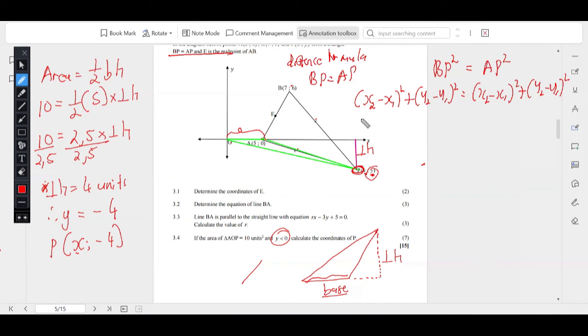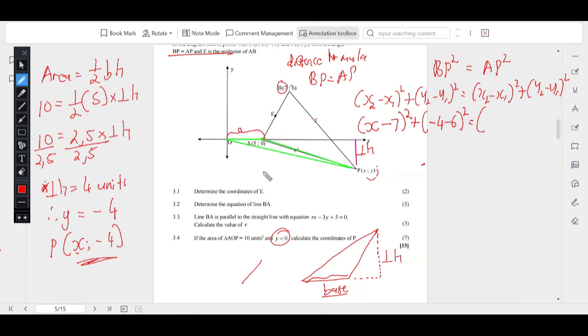Now, in substituting here, for this side, I will be using BP. So my x2, let it be the coordinates of P, right? And then remember the coordinates of P, we do have them here. For x2, I only have x because I haven't got the x coordinate of P. Then minus this 7 here, and then square that. Then we have our y value. Remember, we did calculate it's negative 4. So we'll say minus 6 and then square that.